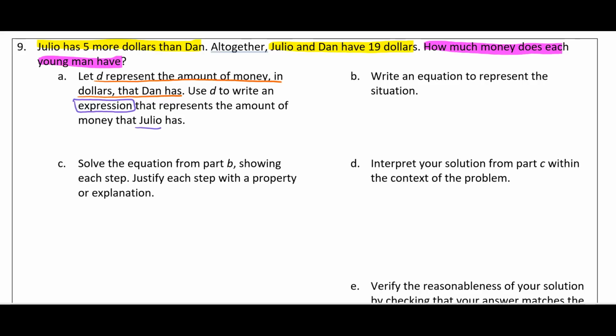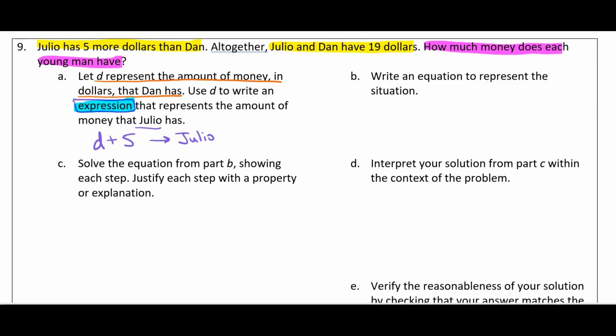So Julio has $5 more than Dan. We're going to write Julio's expression in terms of Dan. So D represents Dan. If Julio has $5 more than Dan, the expression that would represent Julio would be D plus 5. So this is Julio. Okay, D plus 5 is Julio. That is an expression. Okay, big deal here, because a lot of times I'll put something like this on a test and I'll get the entire equation. I don't want an equation, I want an expression.